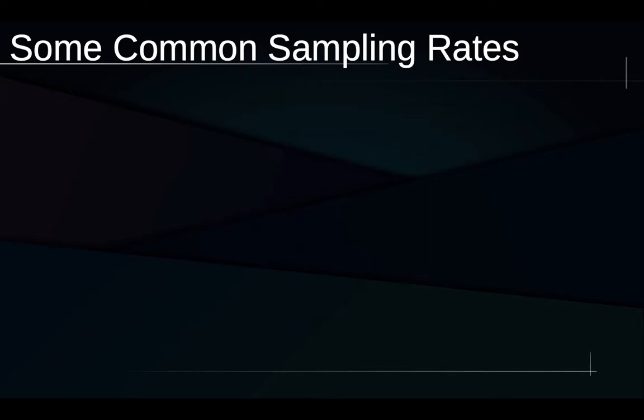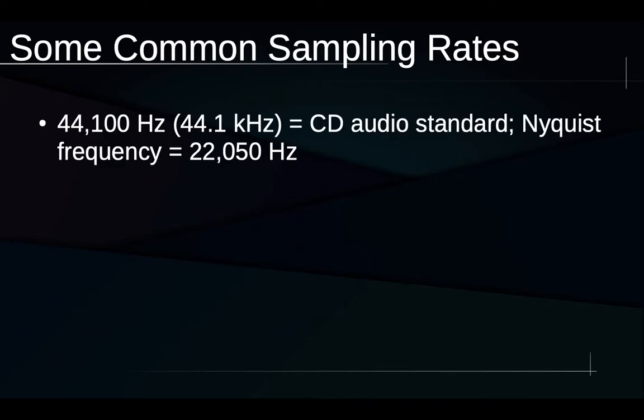So some common sampling rates: 44,100 hertz, or 44.1 kilohertz, is the sampling rate that was set by the CD audio standard in the 1980s. And it's still with us, and it's still commonly found in audio files and in computer audio and in other settings. And if we think about what we just said about the Nyquist theorem, the highest frequency we're going to be able to represent using this sampling rate is going to be half of that. And half of 44,100 is 22,050 hertz.